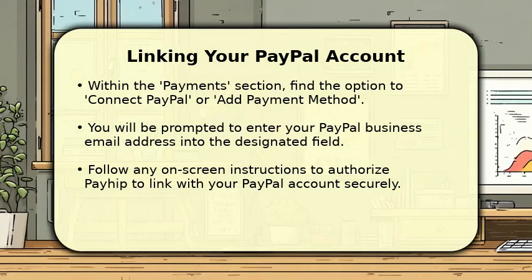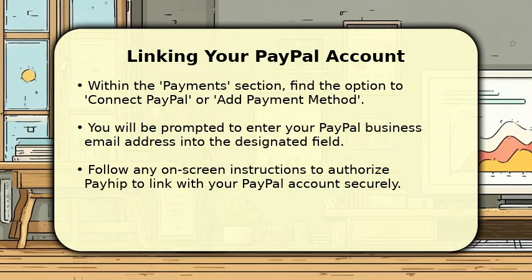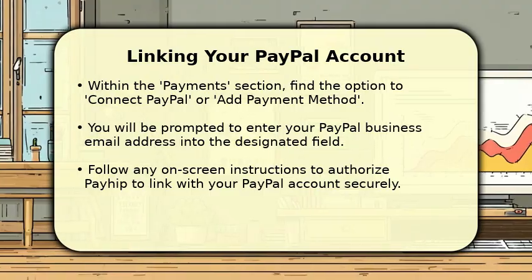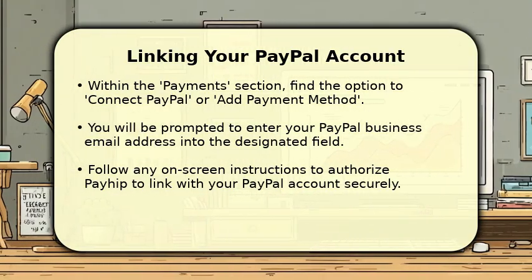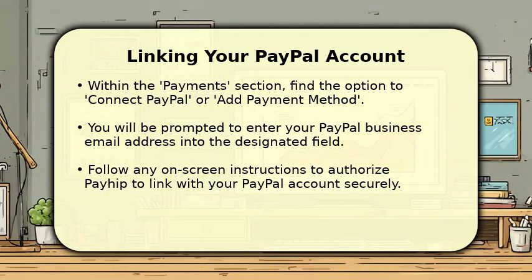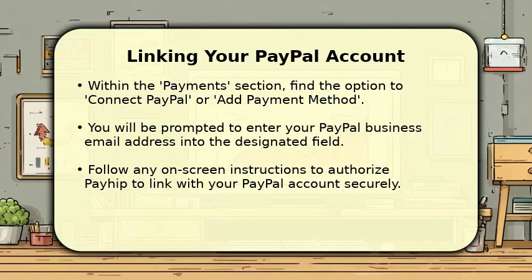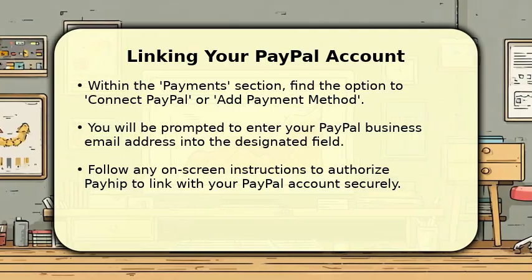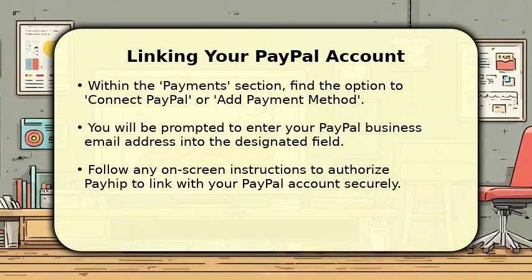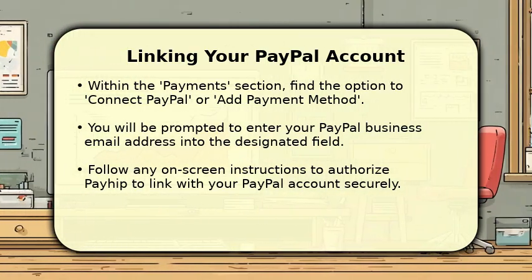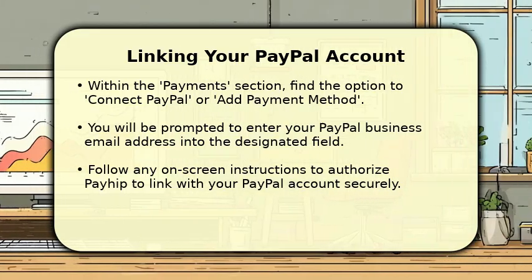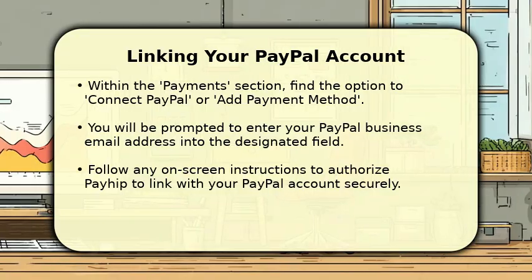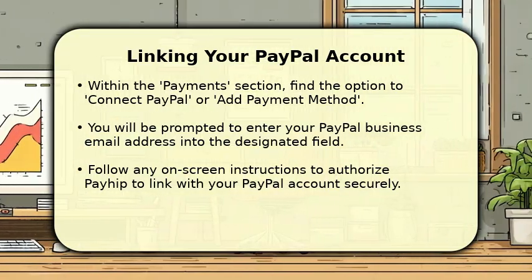Inside the Payments section, you will see a clear button or link labeled Connect PayPal. Click on this to initiate the linking process. A new window or field will appear, asking you to input your registered PayPal business email address. After entering it, carefully review the information, then proceed with the authorization steps as guided by Payhip. This securely establishes the connection between the two platforms.